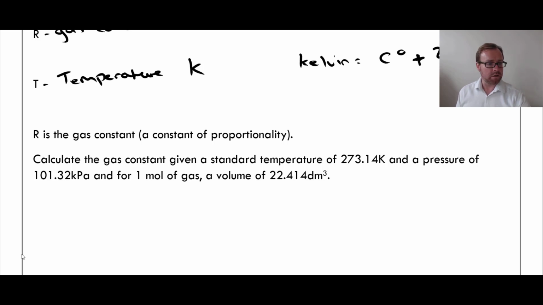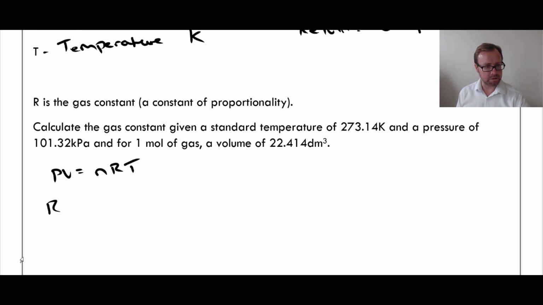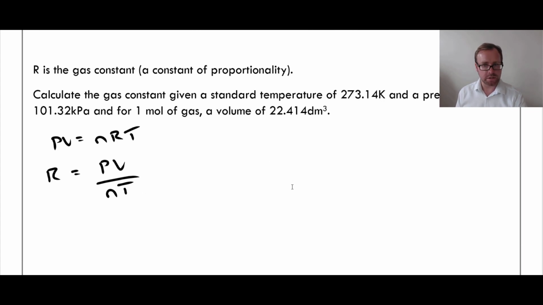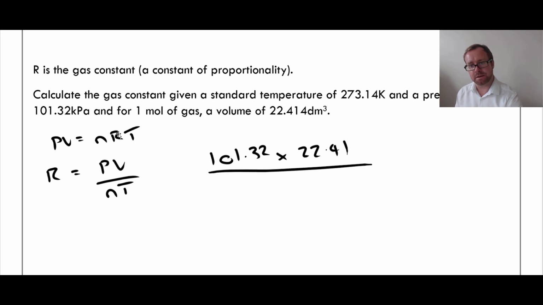Okay, so first I need to write down my equation, PV equals nRT. I need to rearrange it to make R the subject. So R equals PV over nT. Given all the values I need, my pressure is 101.32 times my volume 22.41. Because it's in kilopascals and dm cubed, I can leave them in these units.